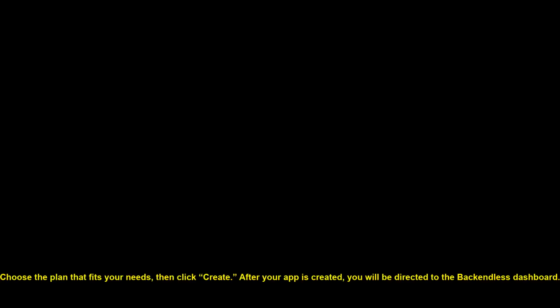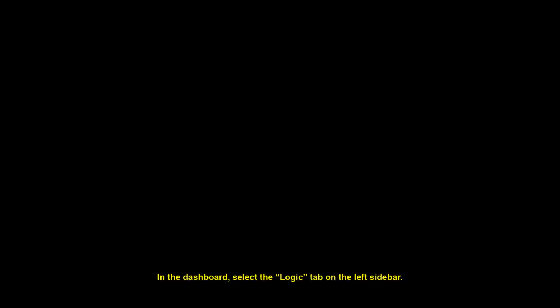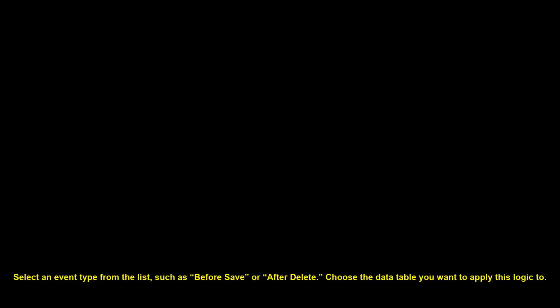After your app is created, you will be directed to the Backendless dashboard. In the dashboard, select the Logic tab on the left sidebar. Click on Event Handlers to start creating your app logic. Select an event type from the list, such as before save or after delete. Choose the data table you want to apply this logic to. Click on the Add Logic button to proceed.